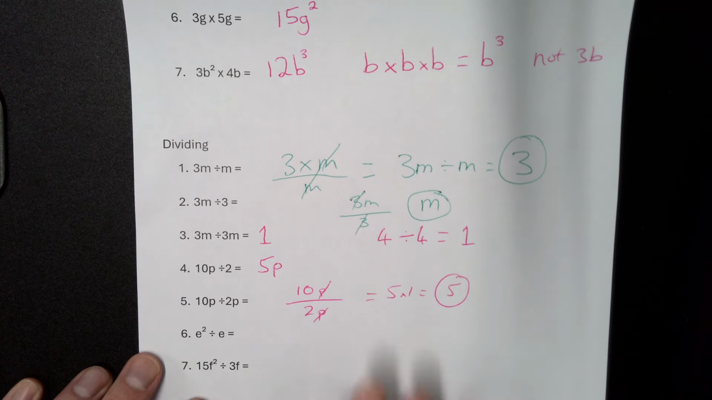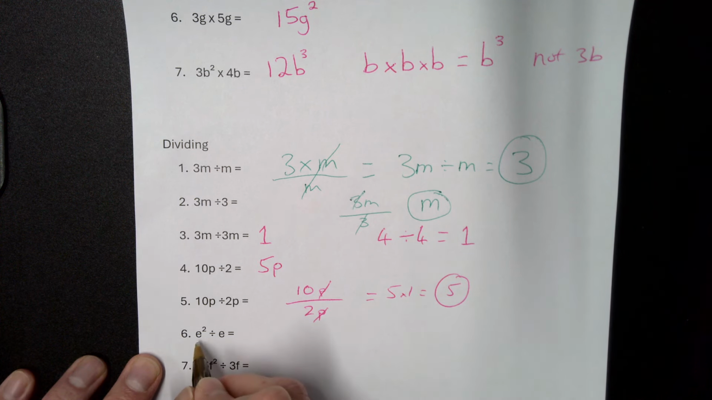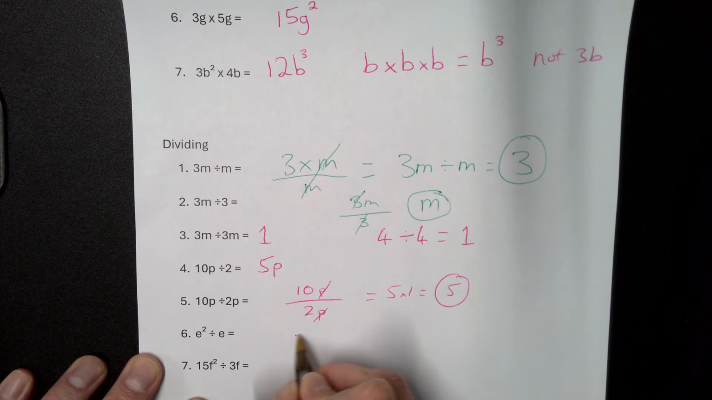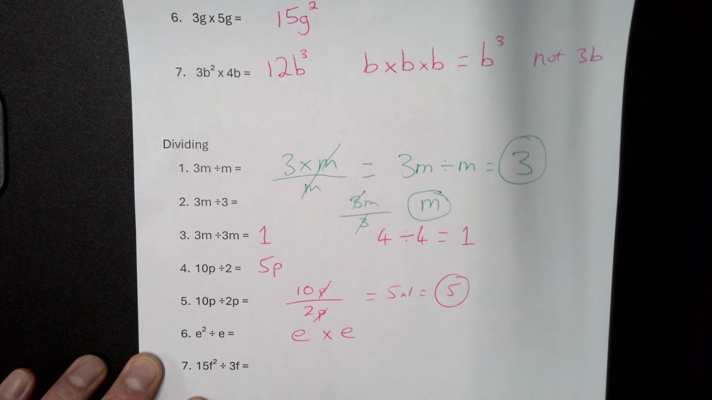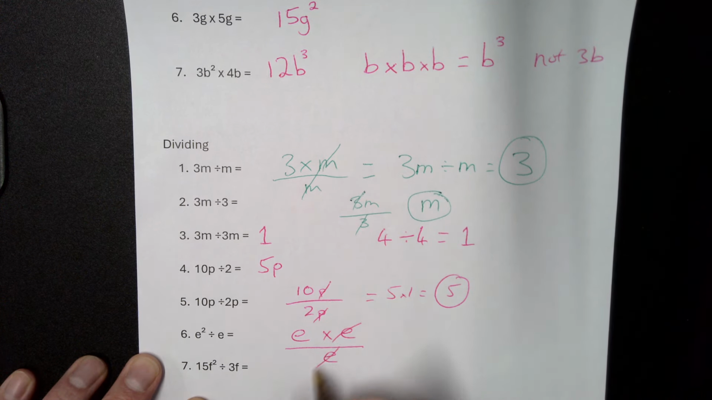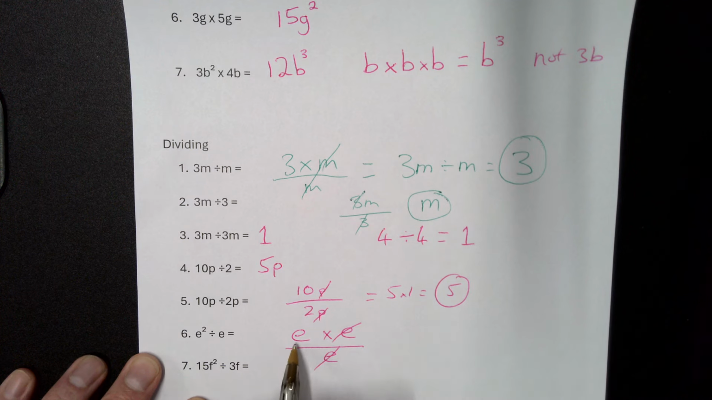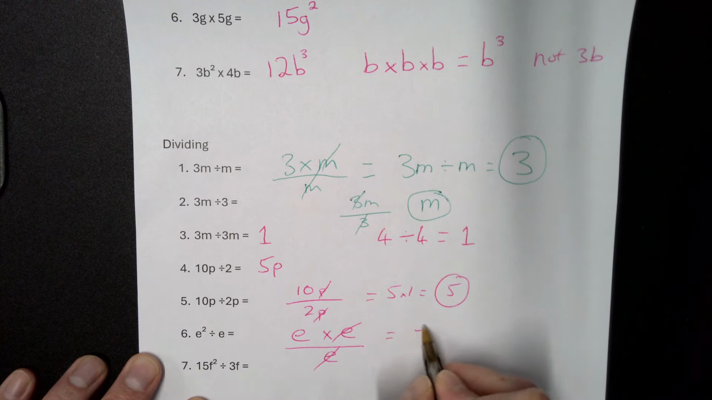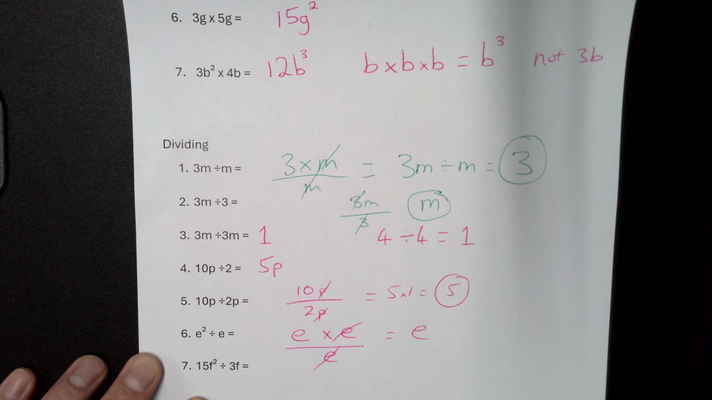Then, last two examples. If you have e squared divided by e, but we know from above e squared means e times e. We're going to divide that by e. Okay. We can just take one off the top, one off the bottom. You see there, we've got one e left. Okay, that's your answer. So just take a power away as a little shortcut.